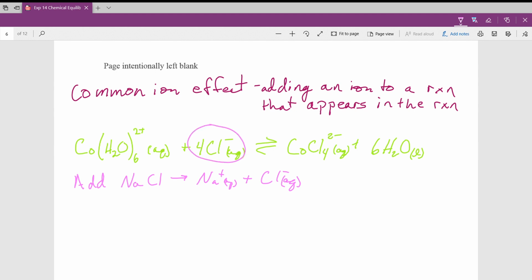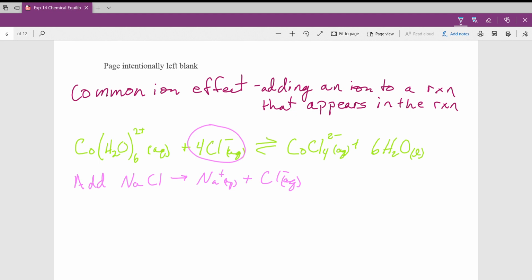Okay. So when we add Cl minus, we're adding what's already in the reaction. They have a common ion, or an ion in common. That's where we get this term common ion effect. Now, what exactly does adding that Cl minus do? Well, it's pretty simple if we follow through step by step.